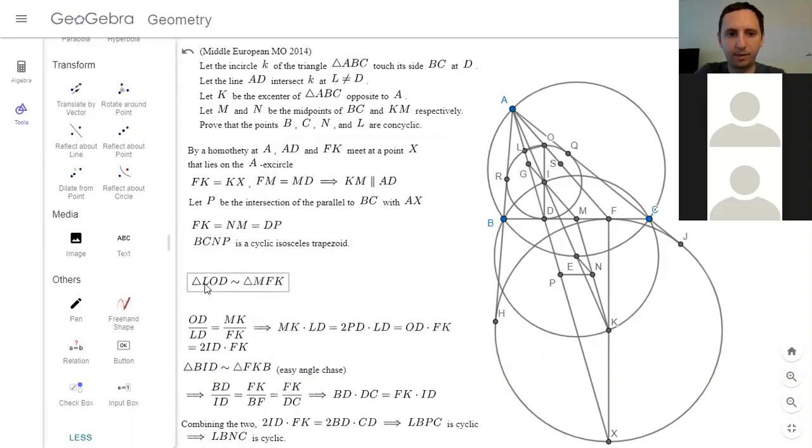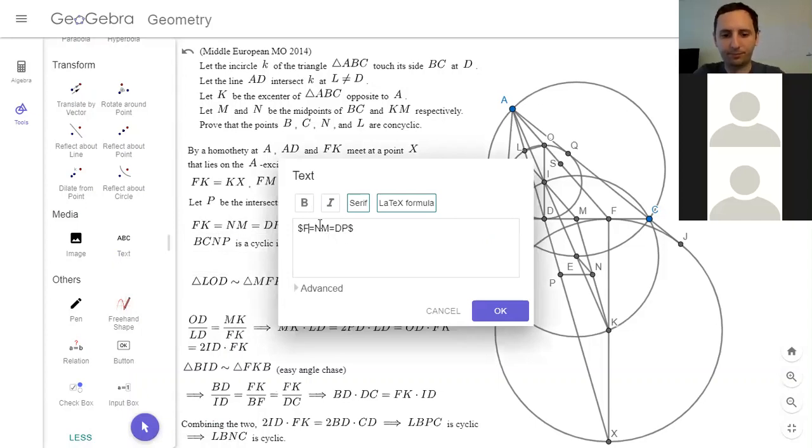Can you change FK to FN? Yeah, sorry. Really nice proof. Yeah, I like it.